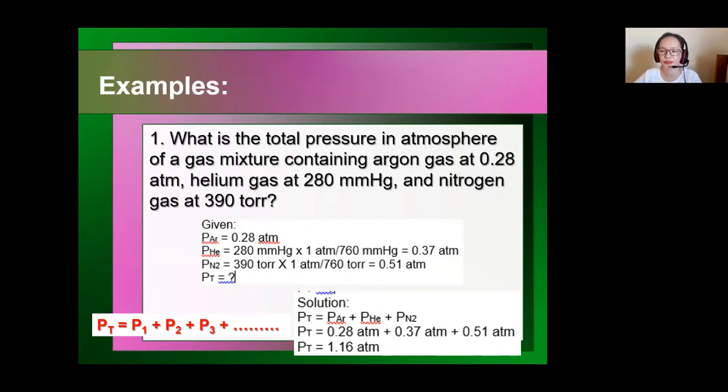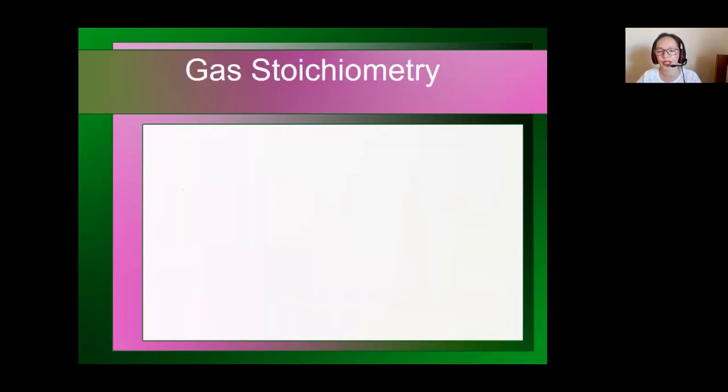Okay? So next will be gas stoichiometry. So by now we understand what stoichiometry is. So this is all about computation of the amount of reactants or products in a balanced chemical reaction.